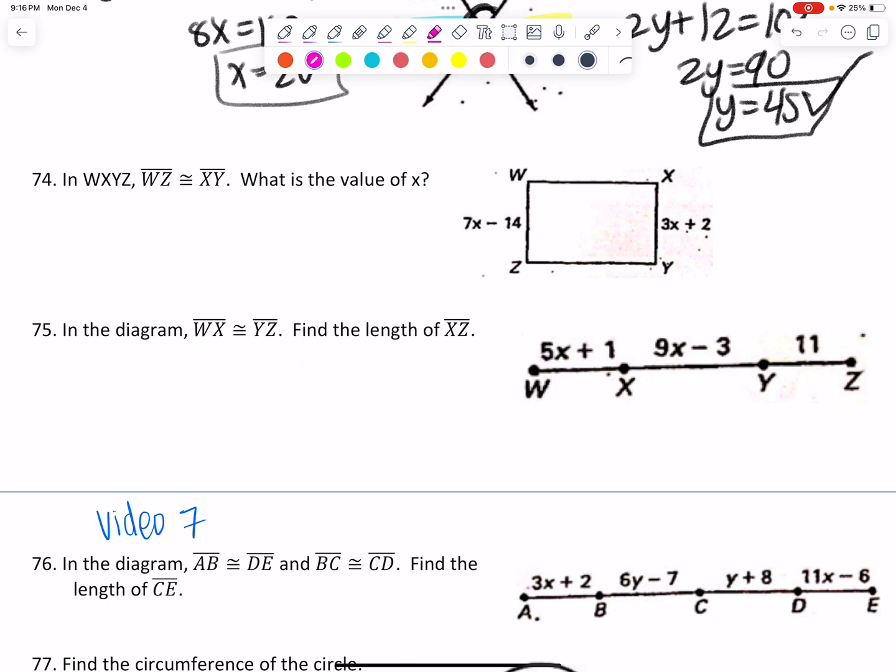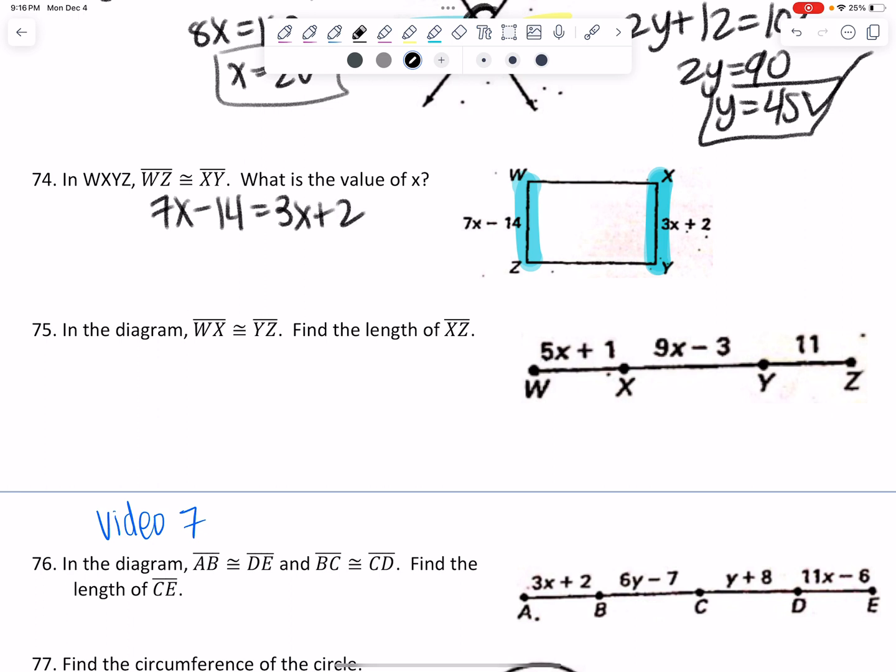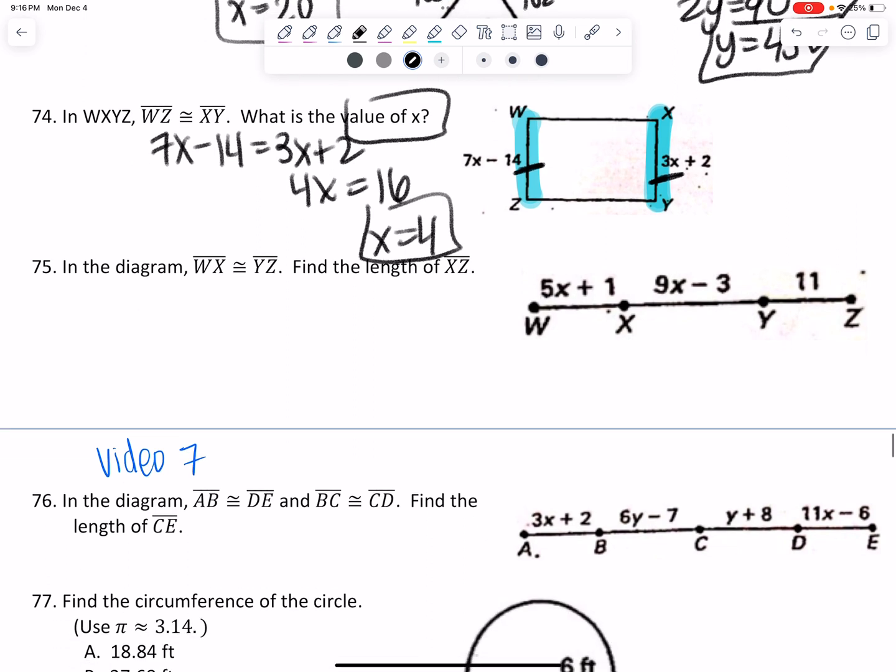Okay, we had a question like this earlier. I'm actually hoping it's not the exact same question, but it says in this four-sided figure, what is the value of x? I think that this might be the same question. 7x minus 14 equals 3x plus 2. Apparently, we really like this question. 4x equals 16. What is the value of x? X is 4. If those opposite sides are congruent, we set their expressions equal.